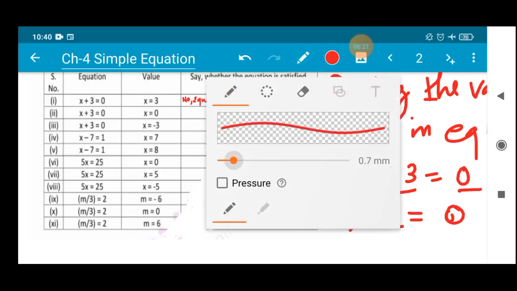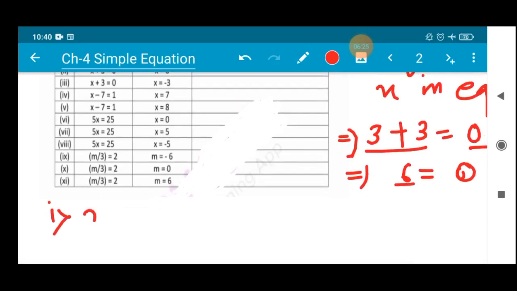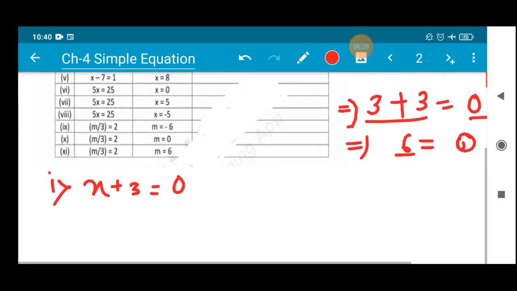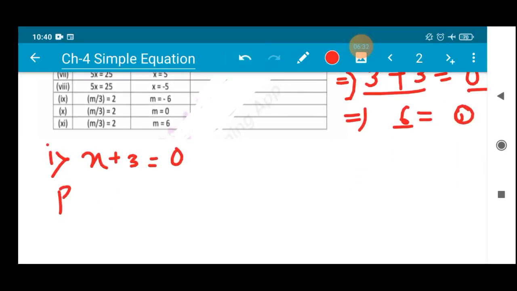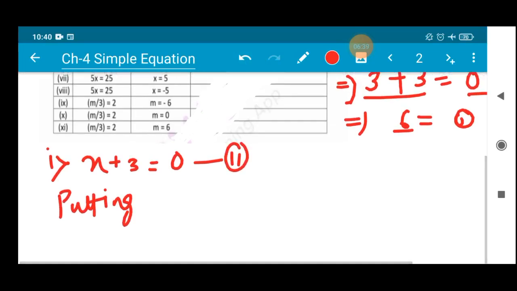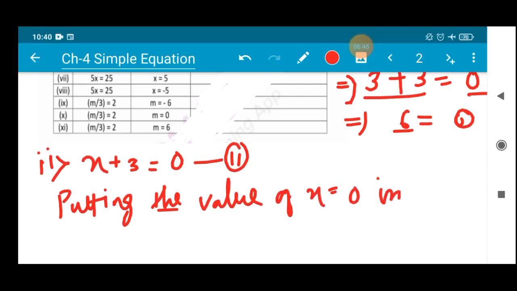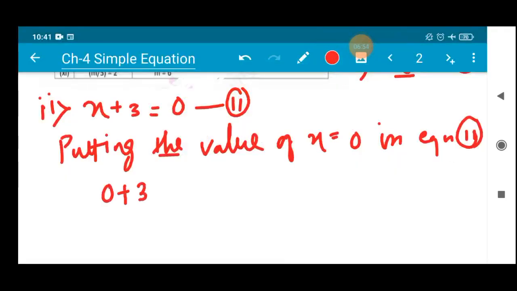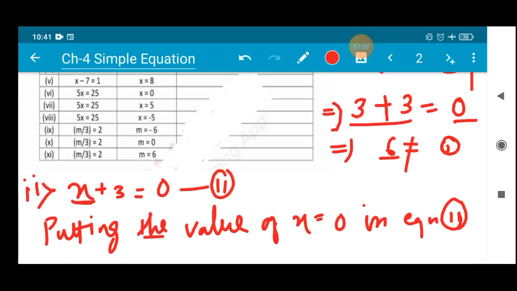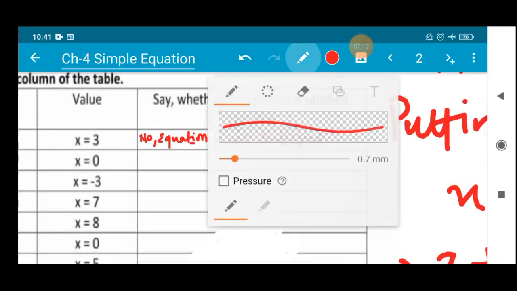Using this concept, we now solve the next question, number 2. x plus 3 is equal to 0 is the same equation here, and the x value is simply 0. You may write this as equation 2, because we are solving question number 2. Putting the value x equal to 0 in equation 2, we get 0 plus 3 is equal to 0. In place of x I am putting 0. Don't get confused, very easy thing. So 0 plus 3 is 3. Again you can see the two sides are not matching, as in the previous case, so we write no, equation is not satisfied.